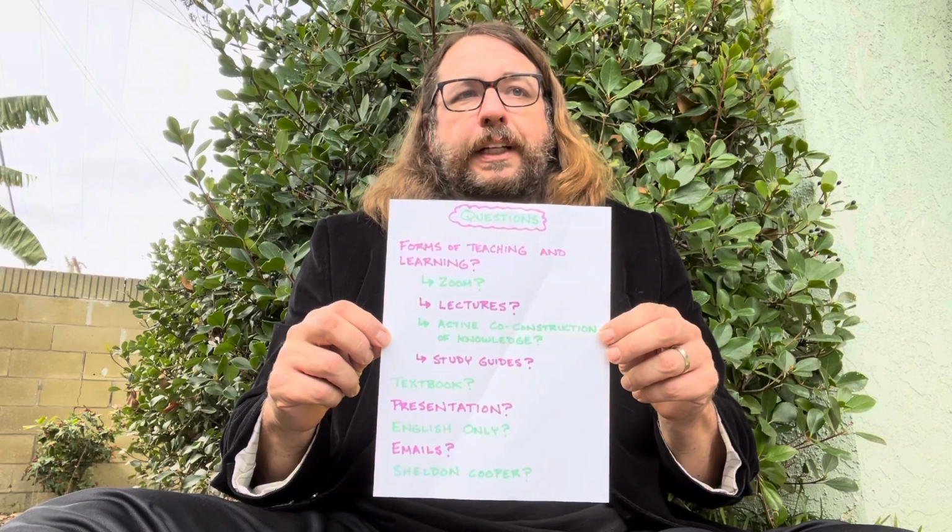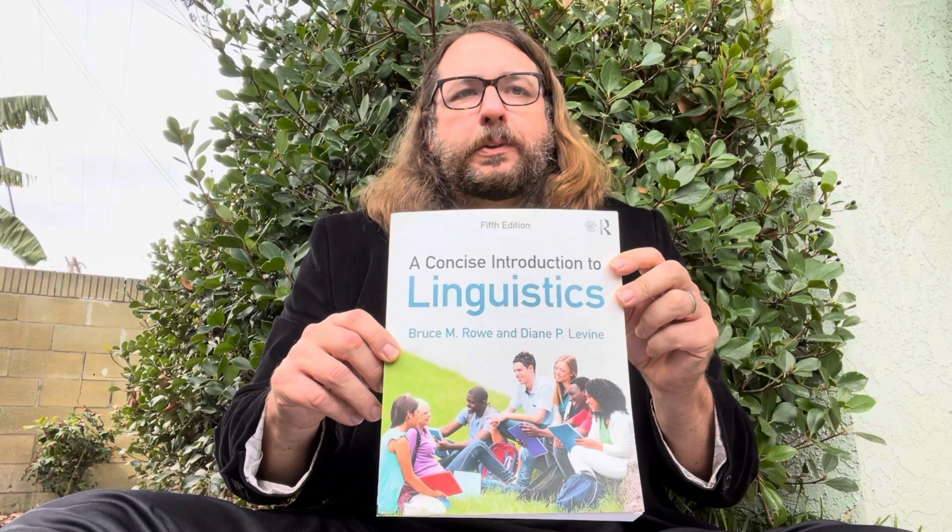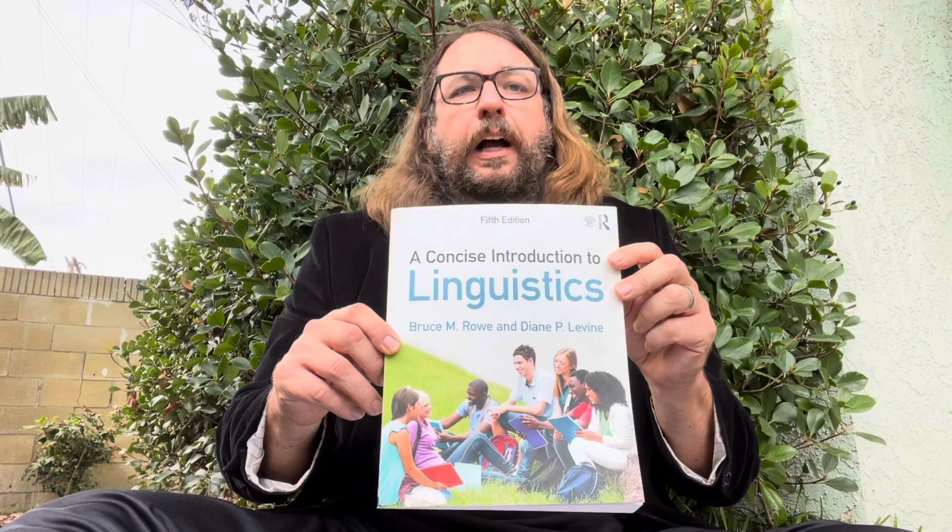Second, speaking of chapters and the textbook, there were questions about the book. Included in this category were questions such as, what is the textbook? What edition of it should you purchase? And when do you need it? Our textbook for this semester is A Concise Introduction to Linguistics by Bruce Rowe and Diane Levine. Either the 5th edition or the 4th edition of that textbook will work.